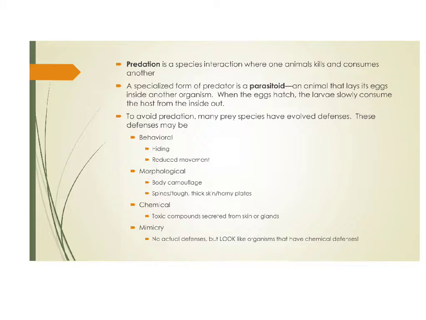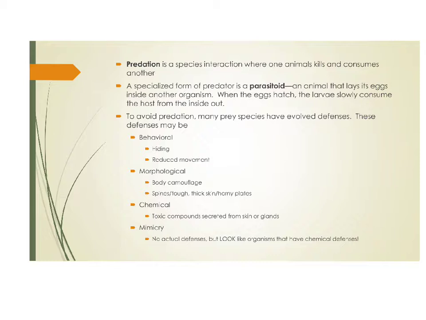The defenses to avoid predation may be behavioral, such as hiding or reduced movement. We see this a lot in mammals. They may be morphological, meaning that their bodies are camouflaged to blend into their surroundings so the predator cannot find them as easily. Or they may have evolved spines on their body, tough, thick skin, or thick, horny plates that cannot be easily bit through. Their defenses may be chemical, meaning that they have toxic compounds that are secreted from their skin or glands. Toxic compounds are often used as a defense in the plant world, but you also see them in many species of amphibians and reptiles that are prone to predation.